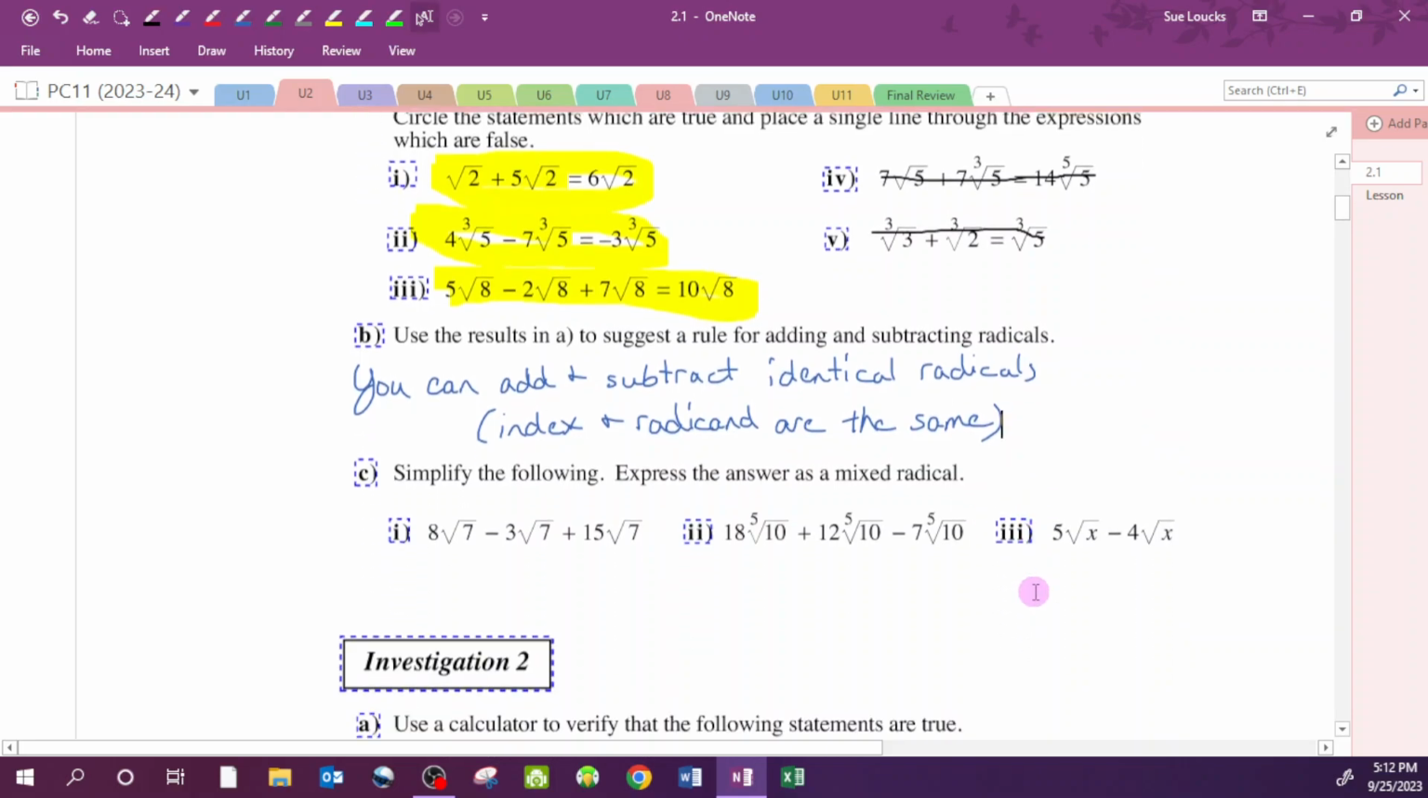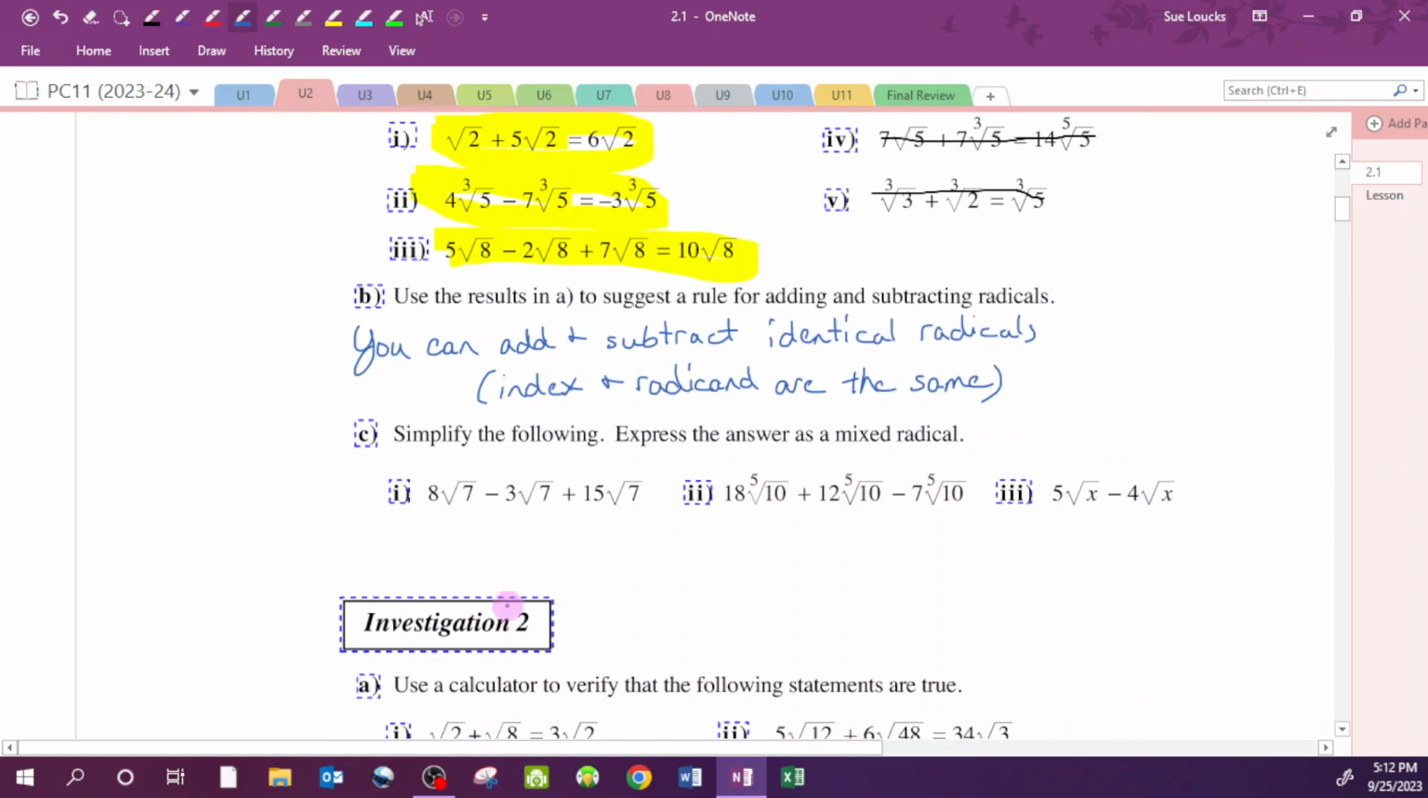So let's do some examples of this. If I look at example 3, this is root 7, this is root 7, this is root 7. And I sometimes talk about bags of apples because I've got 8 bags of apples here, and I'm taking away 3 bags of apples, and then I'm adding 15 bags of apples, because it doesn't really matter what it is I'm adding or subtracting, but they're all the same thing, okay? So 8 minus 3 is 5 plus 15, so this becomes 20 bags of apples, or actually 20 root 7, which is the actual answer there, okay?